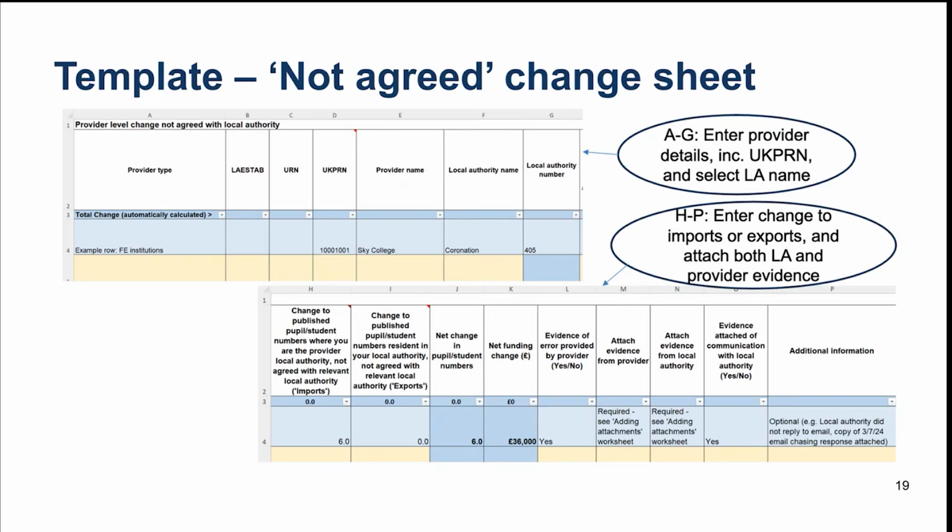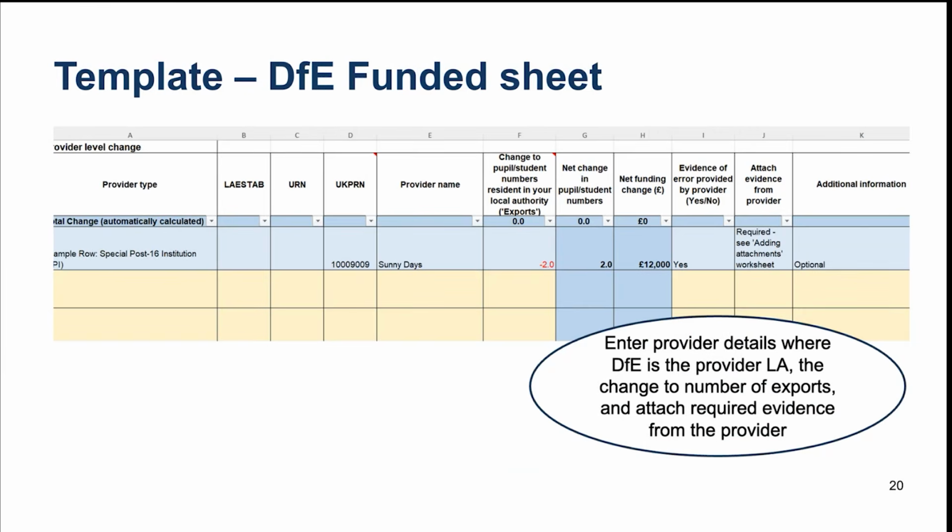And on to the next slide. So here we have the DfE funded sheet, and this is to be used for all those providers where DfE is the provider local authority. So this will be non-maintained special schools, special post-16 institutions, and there are also 9 colleges funded by DfE, and these are listed in the guidance issued last week.